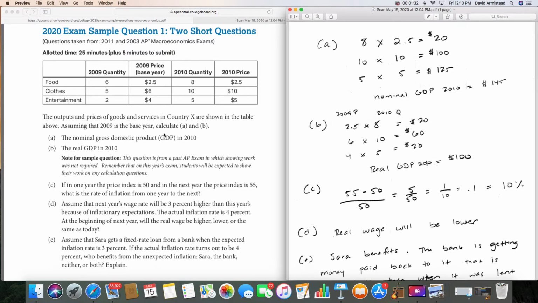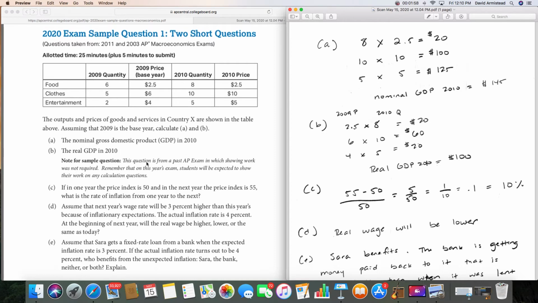Okay, so I worked out this one here. It says the outputs and prices of goods and services in country X are shown in the table above. Assuming that 2009 is the base year, calculate A and B. So they want you to calculate the nominal gross domestic product in 2010. If they give you a chart like this for nominal GDP, it's just going to be quantity times price in that year. So they want 2010, so I'm going to take the 2010 quantity times the 2010 price.